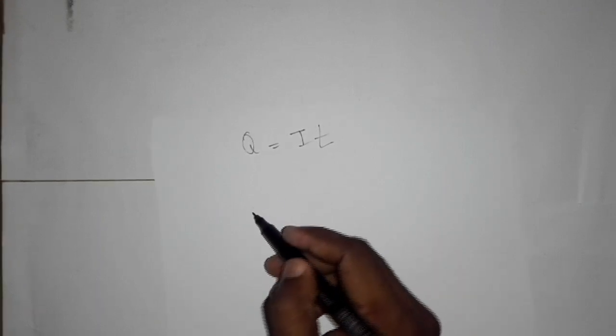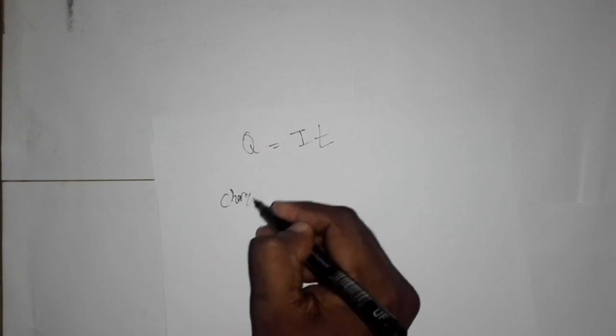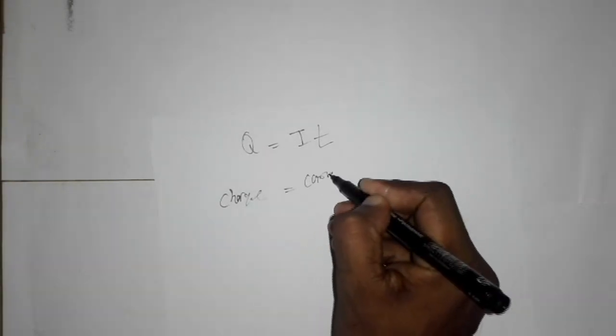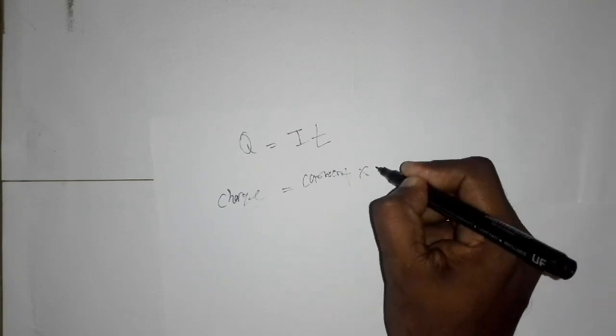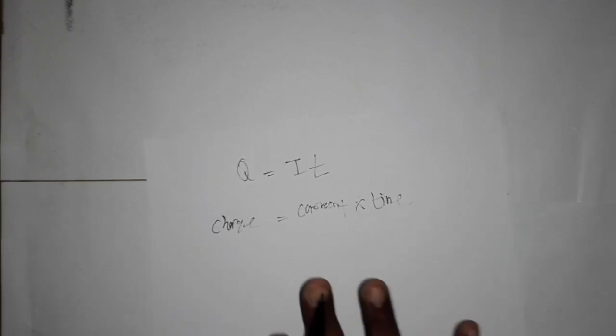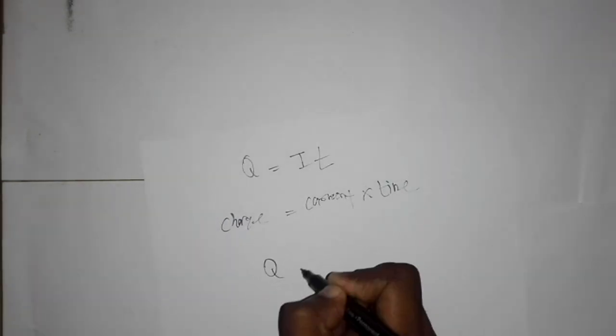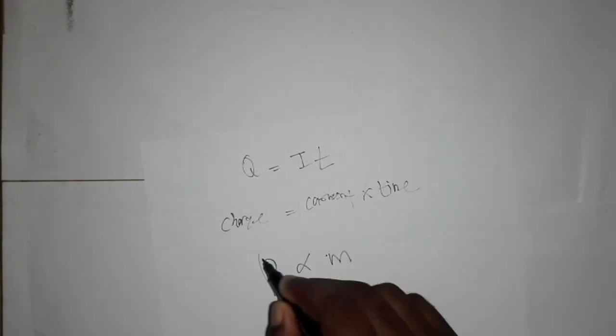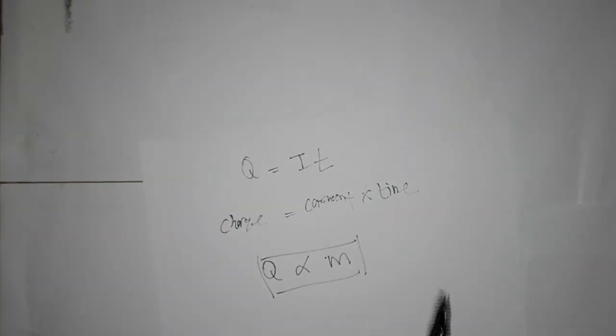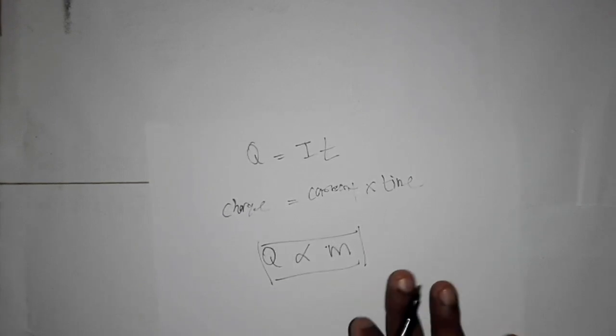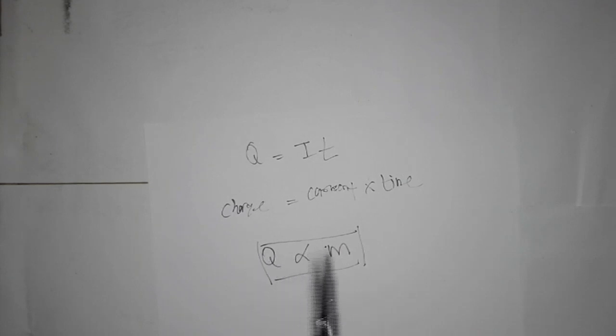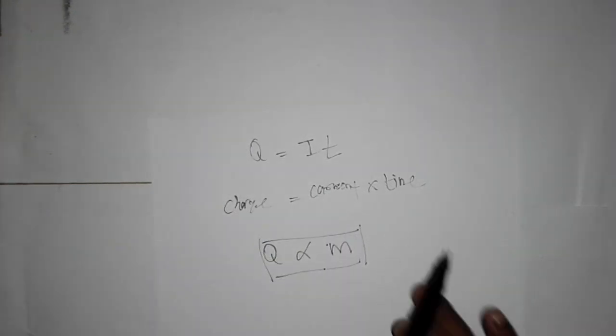Q equal IT means Q is the charge, equal to current times time. So this is the first law. You can also understand that Q should be proportional to mass. When considering the electrolysis process, there is a dissolution or deposition of material. Therefore Q is directly proportional to mass, that is, deposition or dissolution. So this is what the first law simply says.